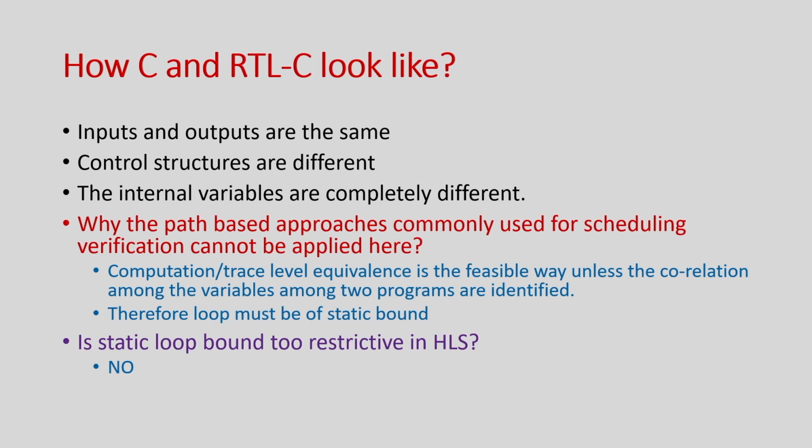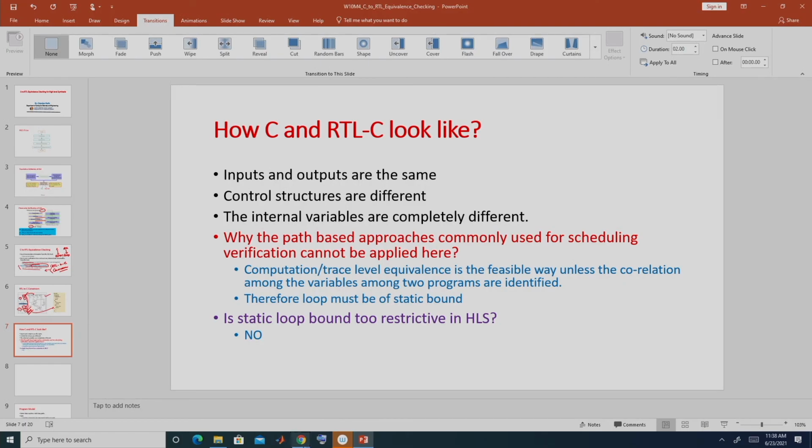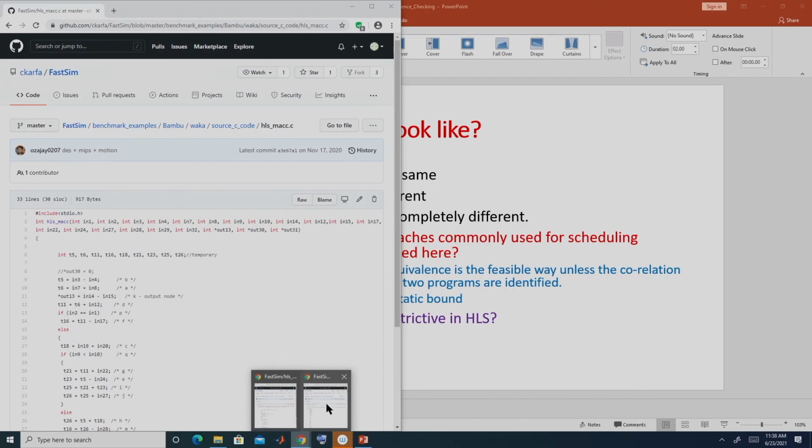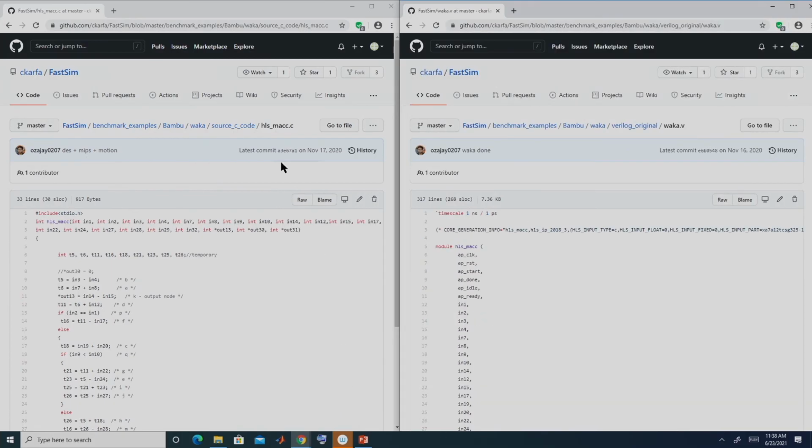So, let us try to understand how this C and RTL-C work, where RTL-C is the C that is extracted from RTL. For that, I will show you a real example that our tool generated from a benchmark. Okay. So, let me just show you that. This GitHub is publicly available; you can go to FastSim. If you just search FastSim, you will get this GitHub. So, let us take a very simple example.